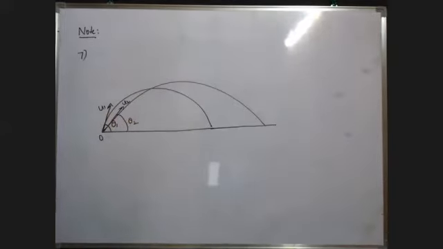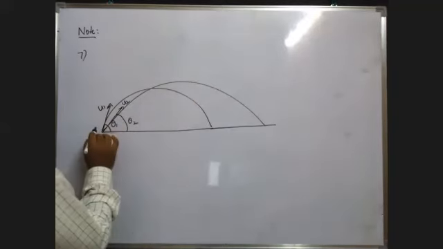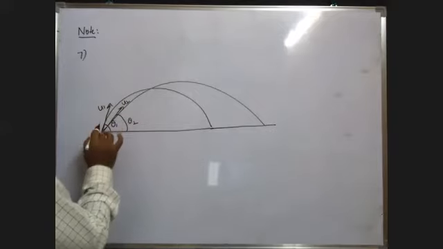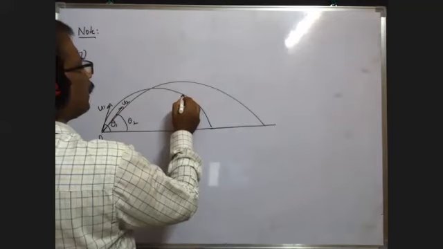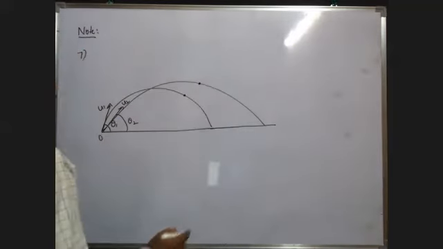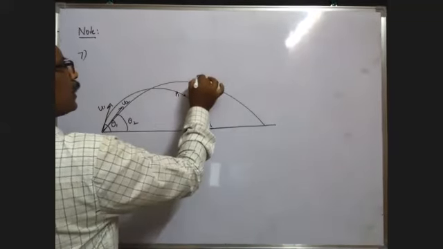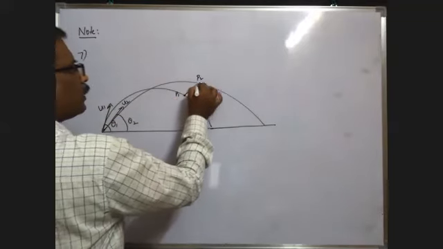Then after some time, t seconds after the two bodies are projected from the point O simultaneously, one projectile is here, another projectile is here. The first projectile is at the point P1, the second projectile is at the point P2. The line joining the positions of these two particles is this one.